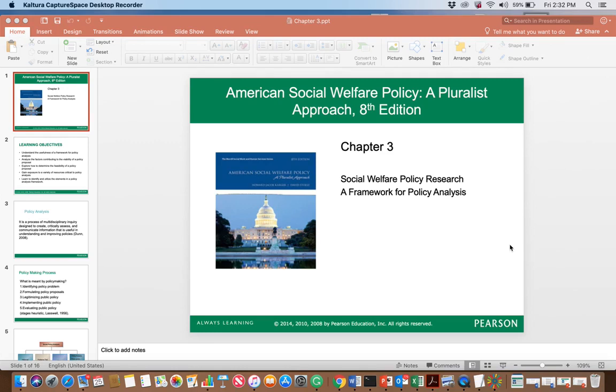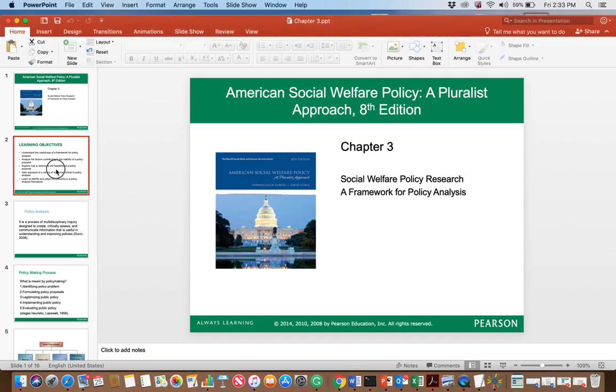The framework I'll be referring to is Karger and Stoesz. Basically, that's the framework that's going to be used in this book. We have various frameworks, but for your purpose for this class, it's going to be Karger and Stoesz. A framework is almost like a logic model that helps you think through a social welfare problem and how you get able to plug in whatever the problem that you are facing. I'm going to be explaining that as we move forward.